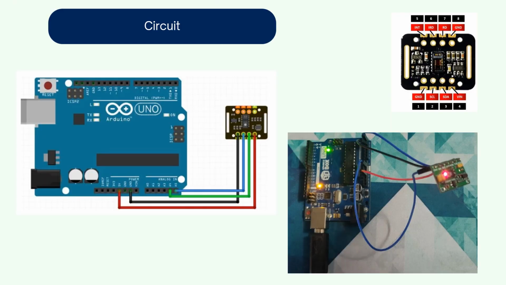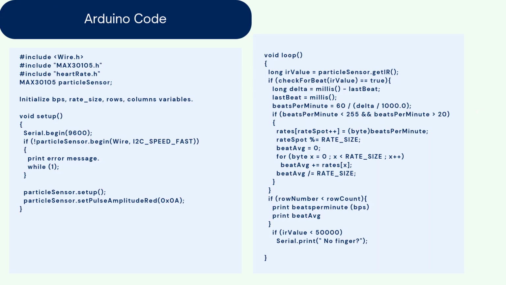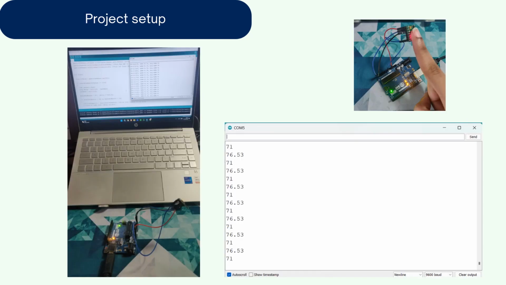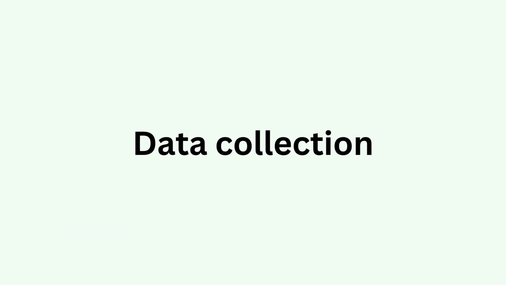Here we can see a circuit attached to our Arduino UNO board, and this is a snippet of the Arduino code used. The general setup of the project. Now let us move on to the data collection aspect.